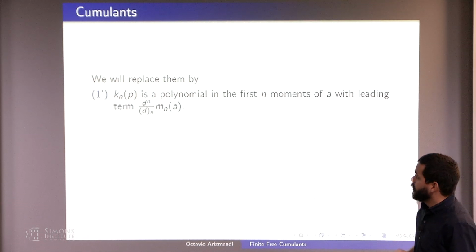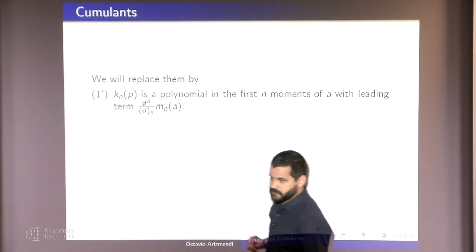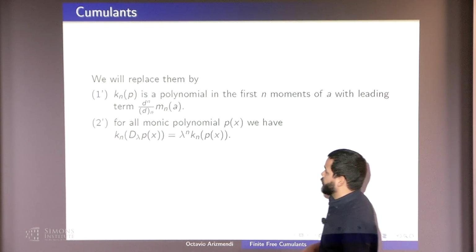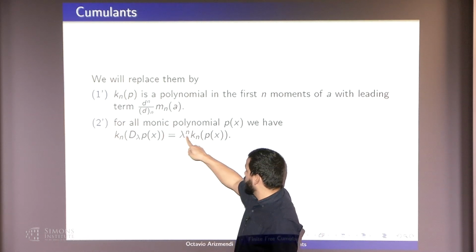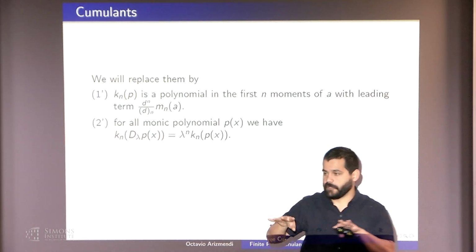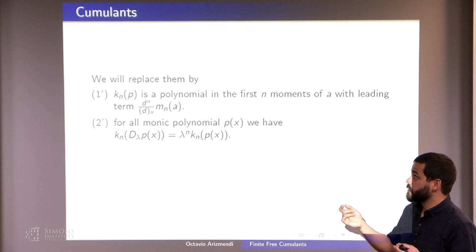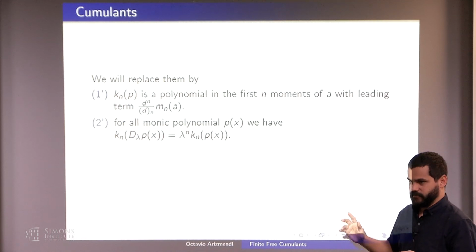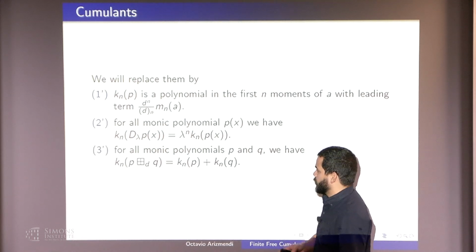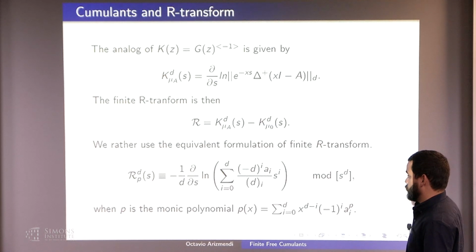What's d? D is the dimension of the polynomial, so it's the degree. Sorry, the degree of the polynomial, so the dimension of the matrix. And what this means is that d lambda of a polynomial is just that I spread the polynomials by multiplying by lambda. So this means evaluating x over lambda. And of course, the last one is the most important and is the same one.